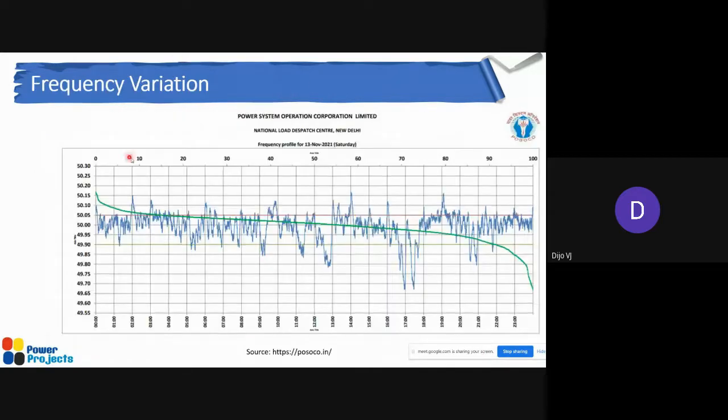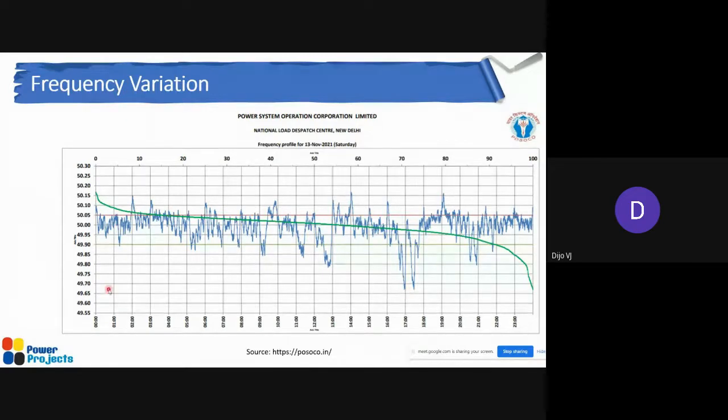Okay, so let us try to understand what is the Indian grid requirement. This is just to give a hint of what the quality was. This frequency variation happened on 13th November 2021. I have taken it from the POSOCO website. Every day the frequency variations will be declared like this. So you can see that frequency is stable in India.